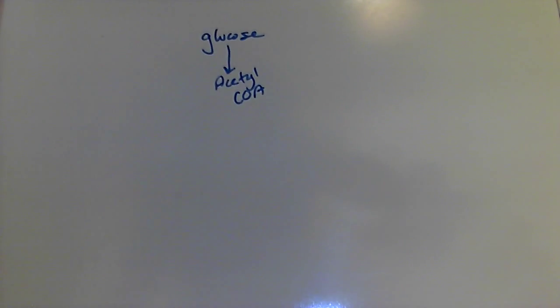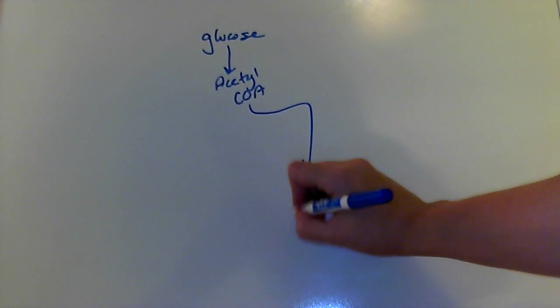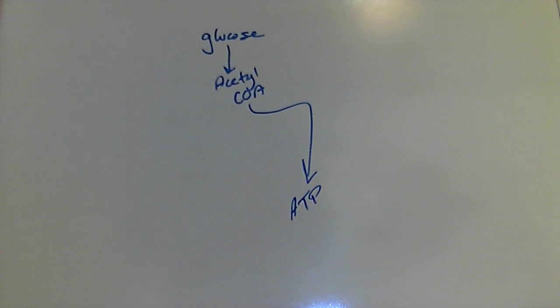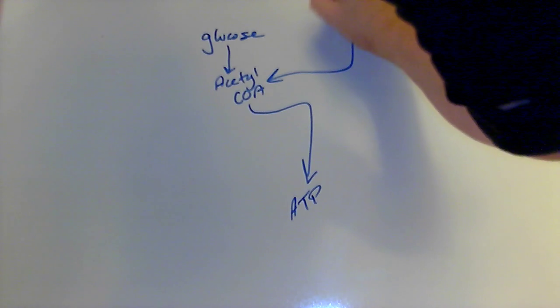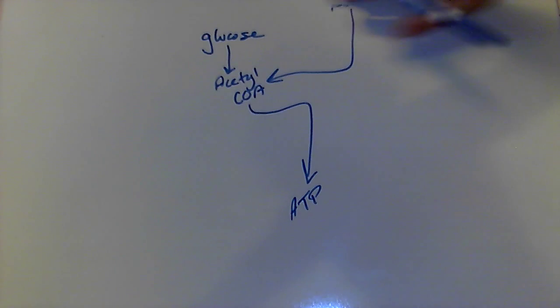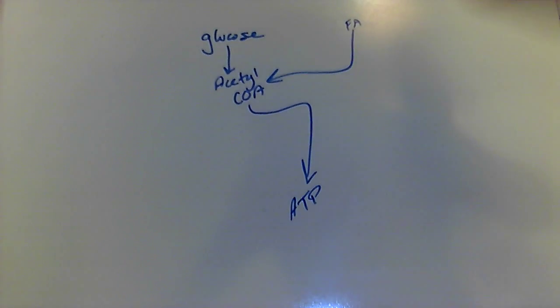And then it can go through the citric acid cycle in order to make ATP eventually, okay? Well, what else can feed in? We know that fatty acids can feed into acetyl-CoA, right? Sorry, let me get that actually in the frame. Okay, what else do we know?